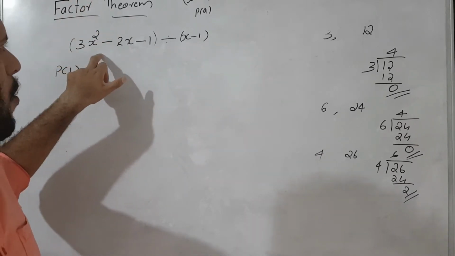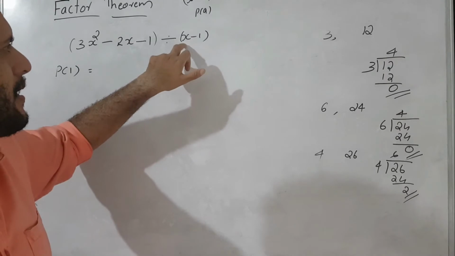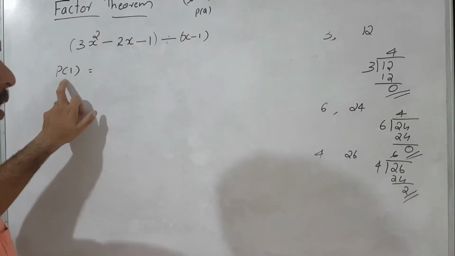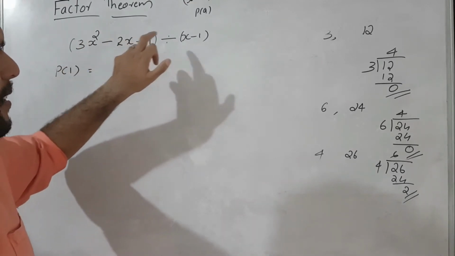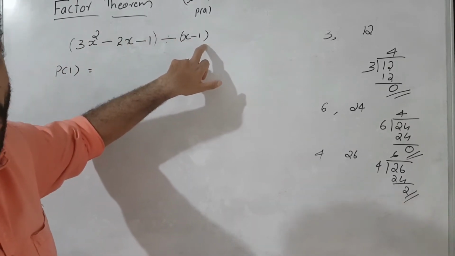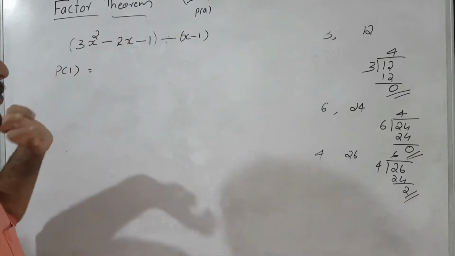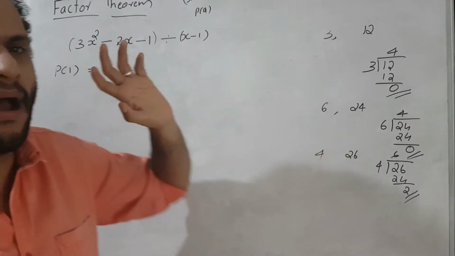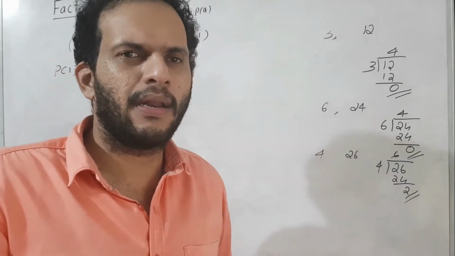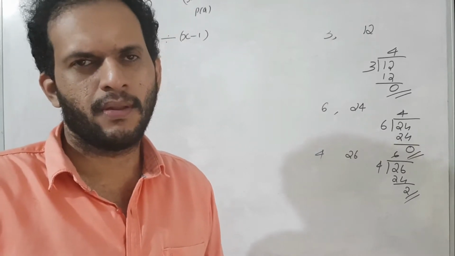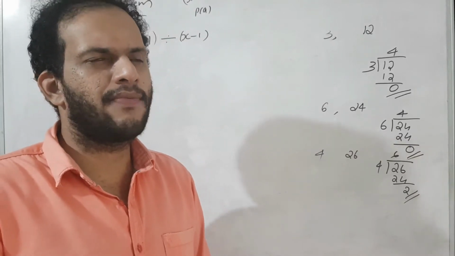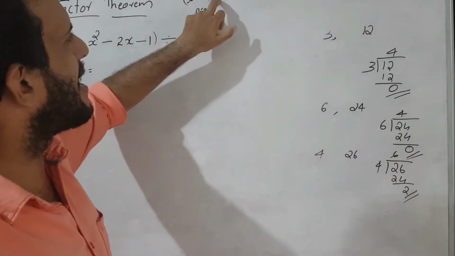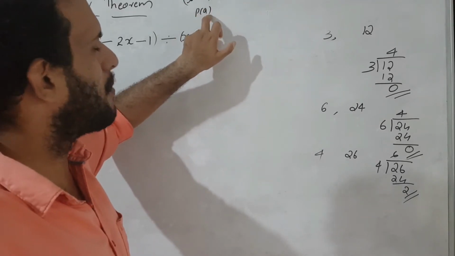If we divide p of x by the linear polynomial x minus 1, what is the remainder? The remainder is p of 1. If we divide p of x by the linear polynomial x minus 2, the remainder is p of 2. If we divide p of x by the linear polynomial x minus 100, the remainder is p of 100. I think you got it. Generally, if we divide p of x by the linear polynomial x minus a, the remainder is p of a.